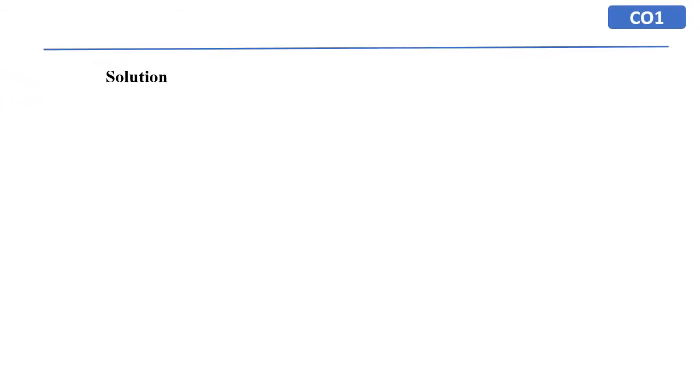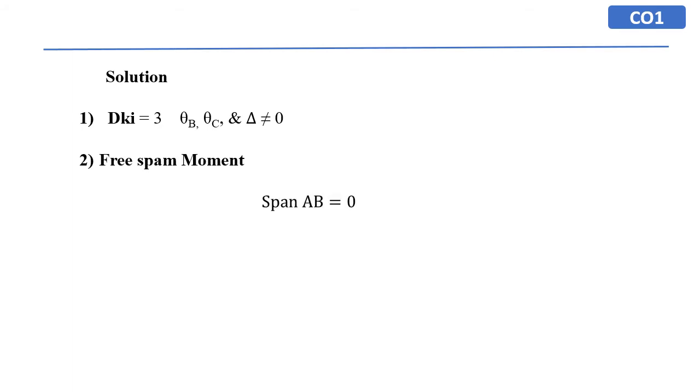Then first we are going to find out the degree of kinematic indeterminacy, that is theta B, theta C and delta will not be equal to 0. Then free span moment, span AB is equal to 0 as AB doesn't carry any load. Span BC, WL square by 8, so 50 into 5 square divided by 8, 156.25 kilonewton meter, and using this will be our standard formula.